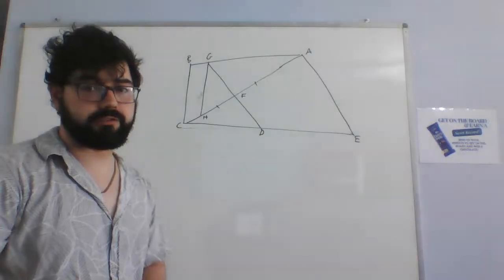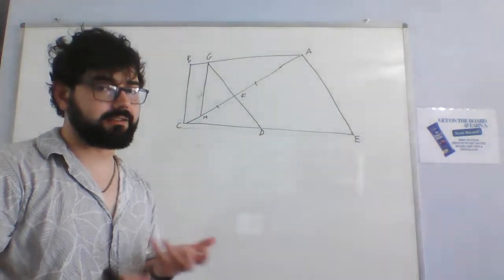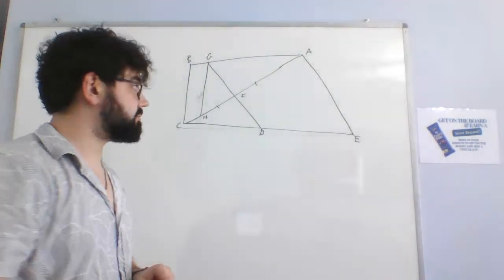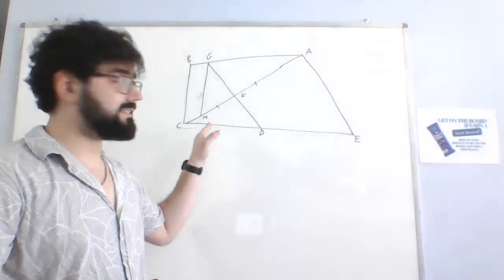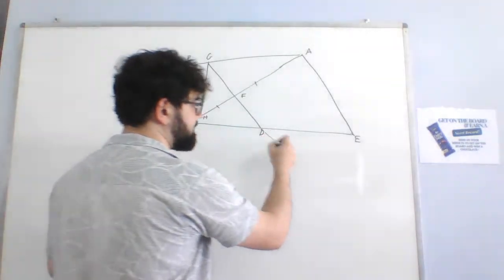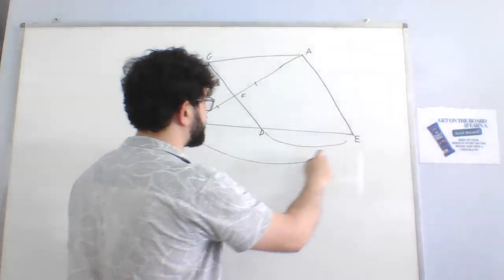And then what we're going to do now is we're going to calculate the length of AG. So we want to look at what ratios we were given. We were given DE to CE. Okay, so there's DE and there's CE.